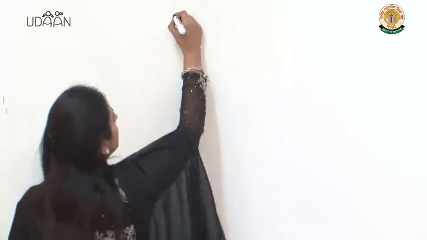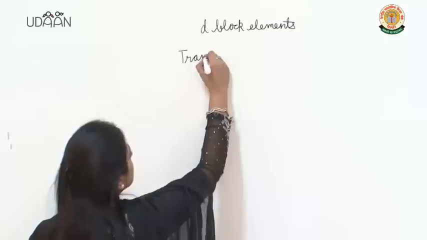They lie between the most electropositive S block elements and the most electronegative P block elements. That is why they are known as transition elements, because they represent a transition from metallic character to non-metallic character. Now how do we define a transition element?